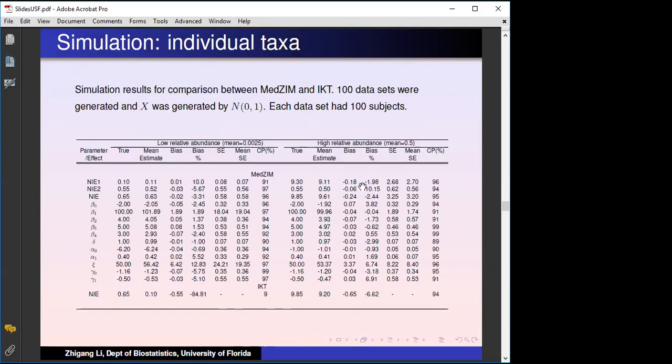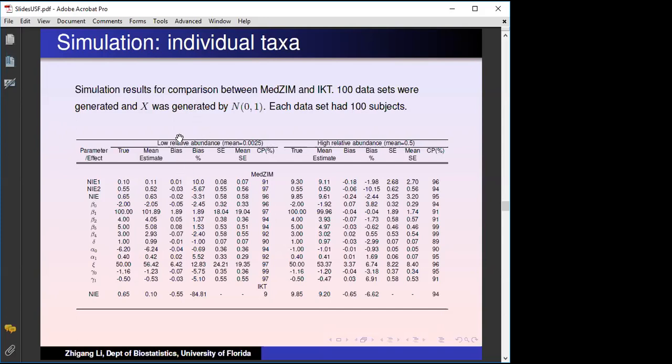So here are the simulation results, where we compared our method with several existing methods. The first method compared is the IKT, the E-minus method. Here, we generated 100 data sets. In each data set, we generated 100 subjects. And we used the zero-inflated beta distribution to generate the microbial taxon. We considered two scenarios in this simulation.